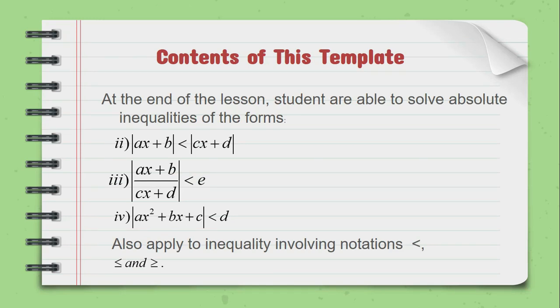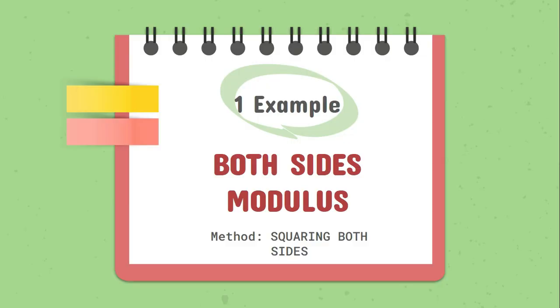In this section, our objective is to solve absolute inequalities of the forms below. Second, absolute value of ax plus b less than absolute value of cx plus d. Number 3, absolute value of (ax plus b) over (cx plus d) less than e, and absolute value of ax squared plus bx plus c less than d. These also apply to inequalities involving the notation less than or equal, and more than or equal. Now, let's discuss some examples.